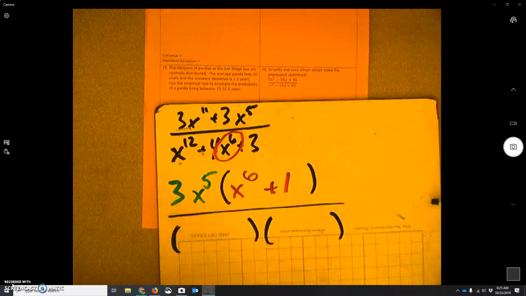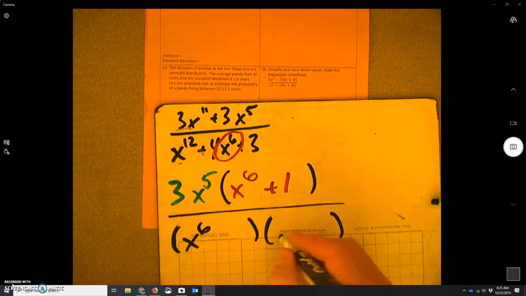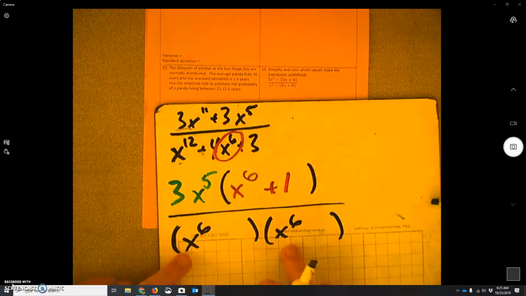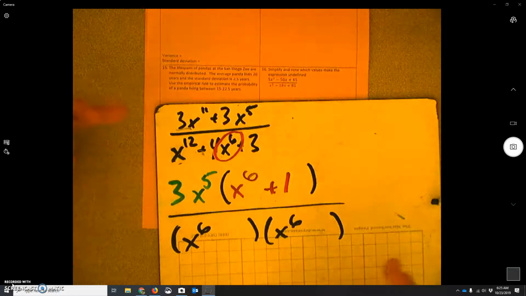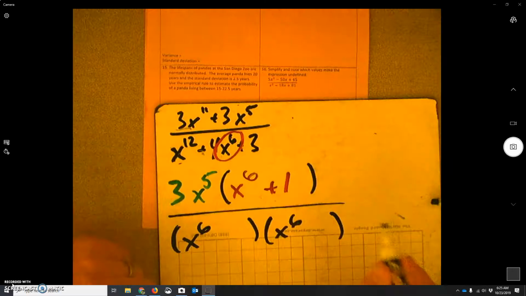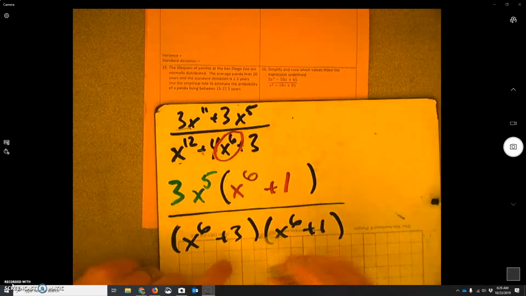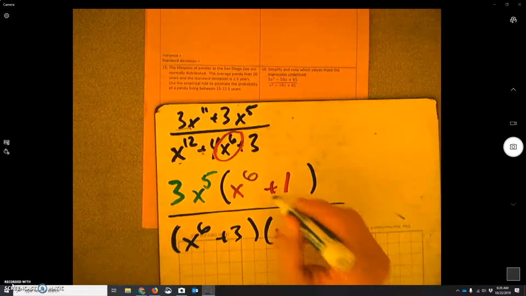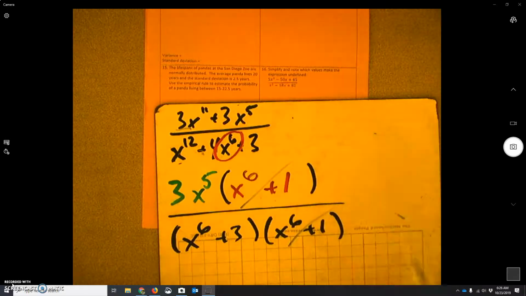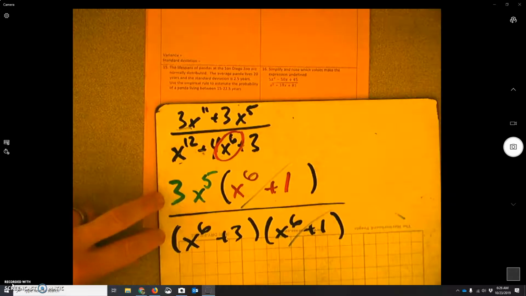And what we're going to end up getting is x to the 6 and x to the 6, because these two equal x to the 12. And then we have to get 3 somehow. Well, we only get 3 as 3 times 1. And we can see that this is a plus sign. So we're going to have 3 and 1, because 1 times 3 is 3, and 1 plus 3 is 4. And now we can see what we can cancel out. Cancel out an x to the 6 plus 1. And this is our answer right here.